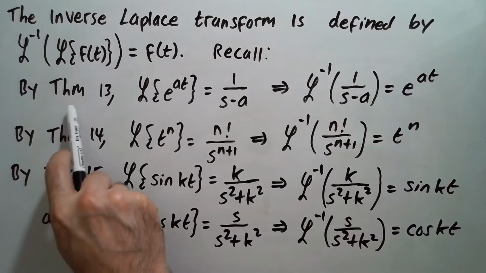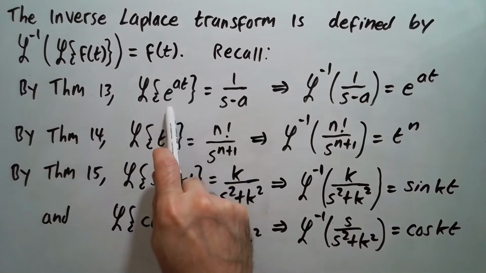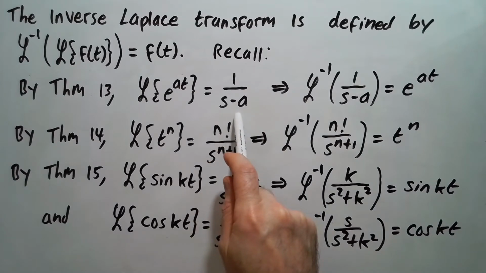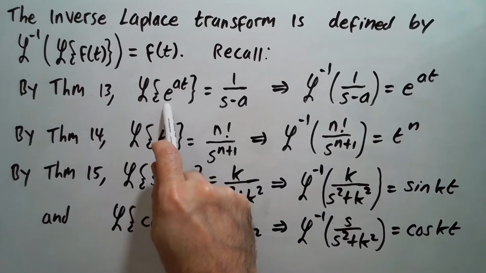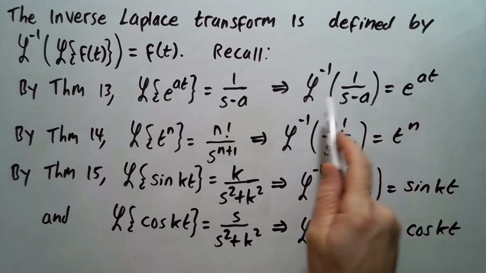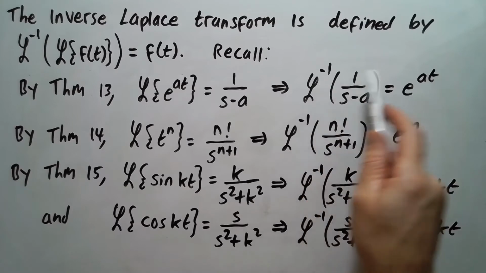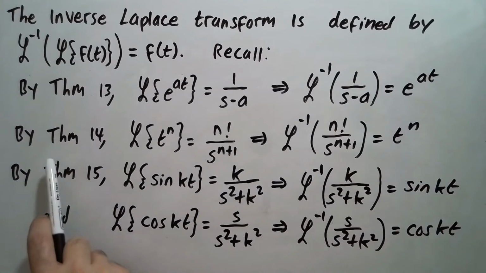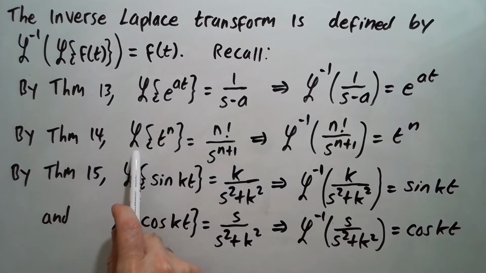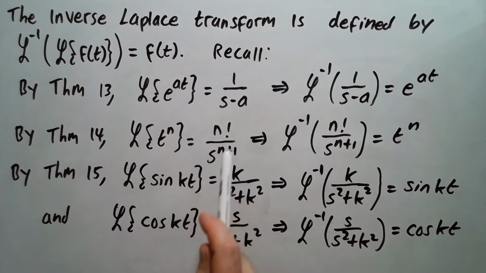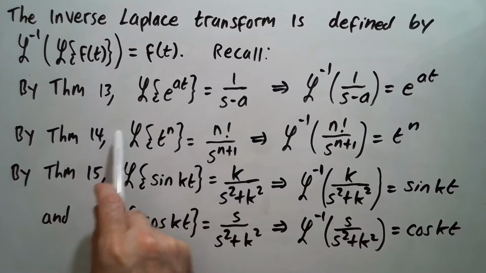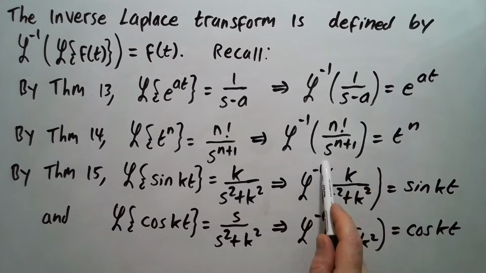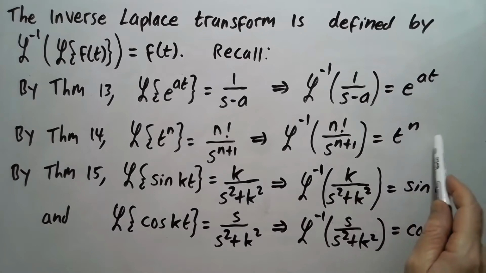Okay, so from Theorem 13 we proved that the Laplace transform of e to the at was 1 over s minus a. So if you take Laplace inverse on both sides, it would imply that the Laplace inverse of 1 over s minus a is equal to e to the at. From Theorem 14 we showed that the Laplace transform of t to the n was n factorial over s to the n plus 1. So taking Laplace inverse on both sides, we'd have Laplace inverse of n factorial over s to the n plus 1 equals t to the n.